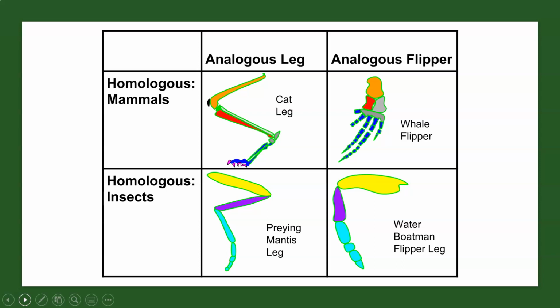Then we've got our homologous insects. They've got the praying mantis leg and the water boatman flipper. Same structure, very different use. However, analogous means they have the same function but a different structure. So the cat leg and the praying mantis leg are very similar in what they do, but different structures. And the whale flipper and the water boatman flipper are very different structures, but the same function.